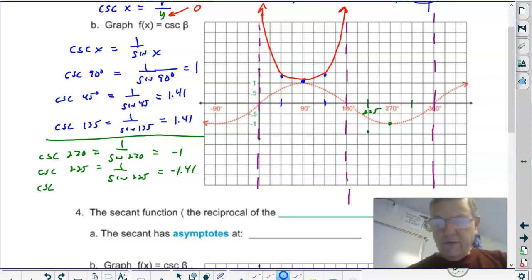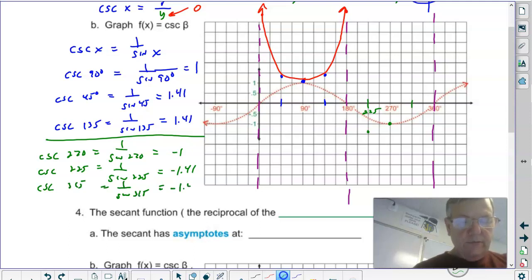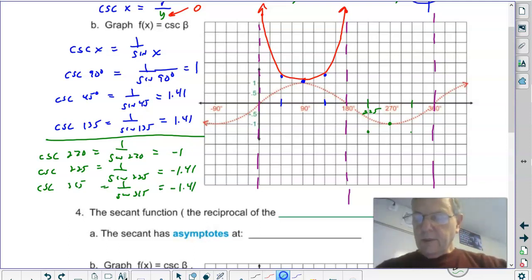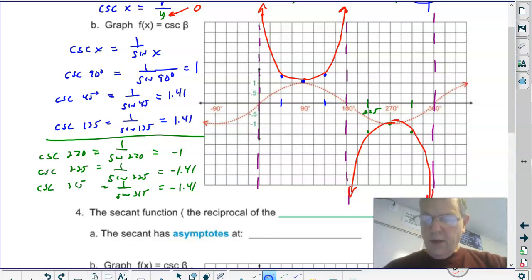Cosecant, let's do 315, which is right there. 1 over sine of 315. And again, we're -1.41. And again, we're right about there. Okay, so notice the wave is down here as well. And this is what you have to understand. This is one wave.